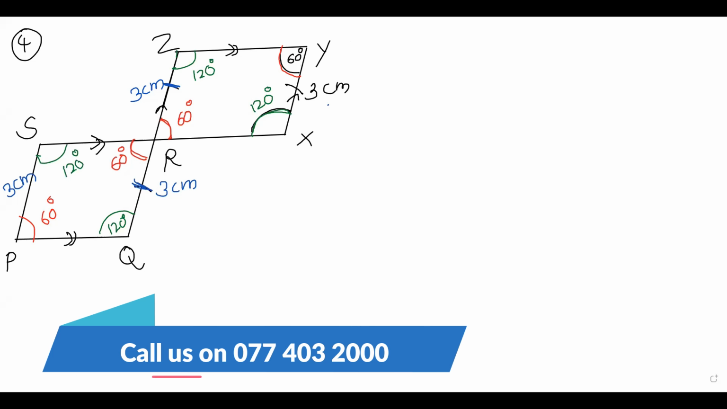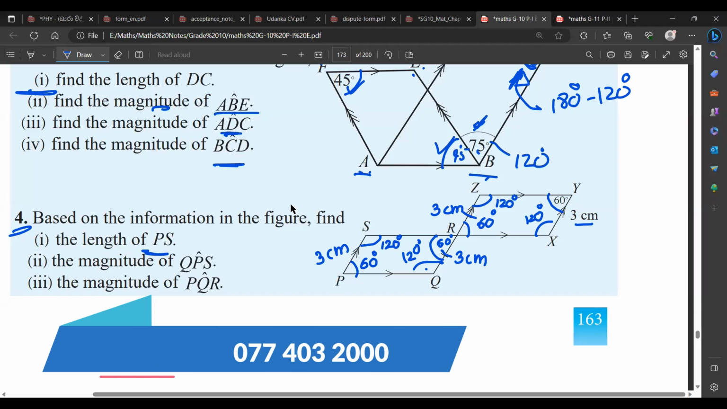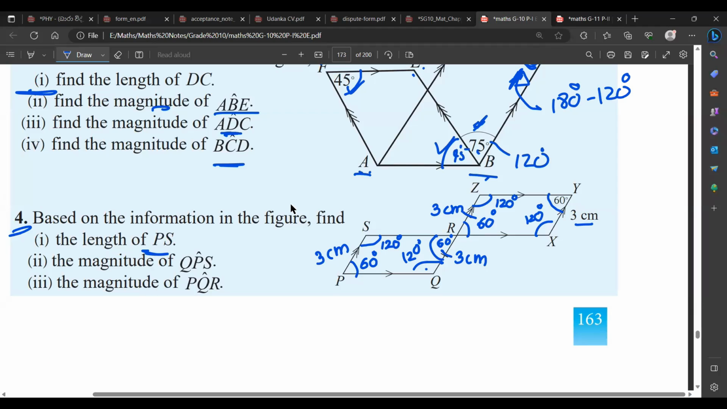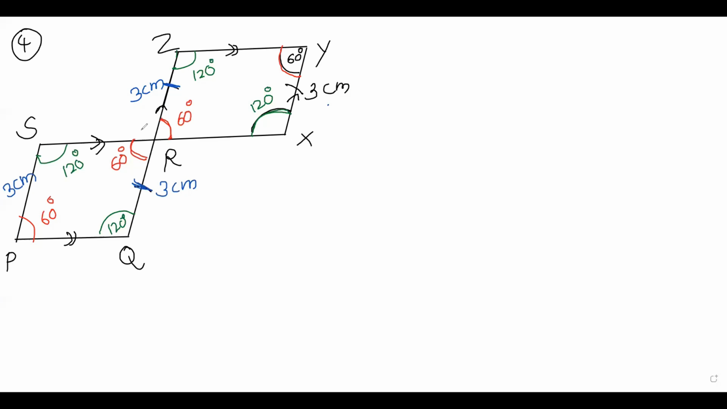Now you can write. No need to take all the values. They ask you something only. That is what, length of PS. Tell me, length of PS. This one it is 3 centimeters now. PS equal to 3 centimeters. You got it. PS is equal to 3 centimeters.